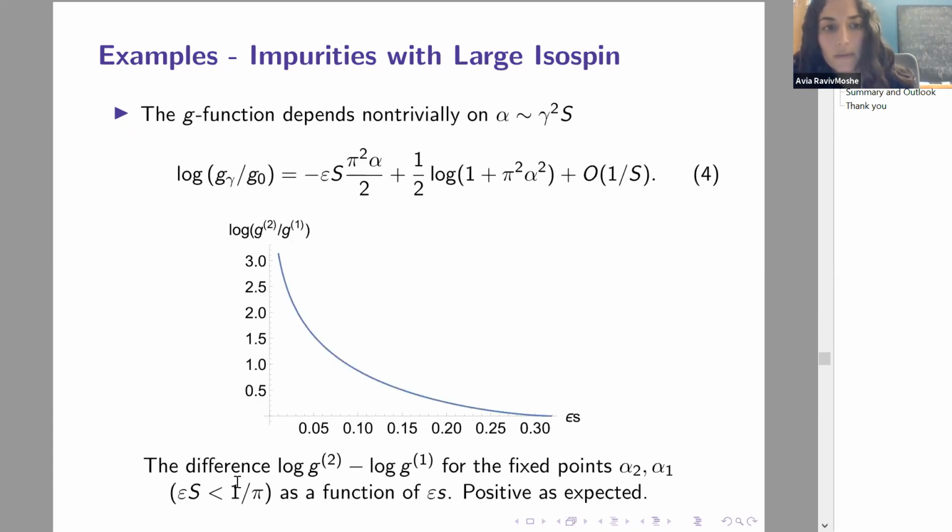We calculated using a semi-classical expansion the G function, and we get this expression. You can see the first term is the leading order, this is the next leading order, plus there are order 1 over S corrections. And if we plot log of G2 over G1, you can see that it is always positive, where log G2 refers to log G at the fixed point value alpha equals alpha 2, and log G1 refers to the same, but with the fixed point alpha 1. You can see that the difference is always positive, as expected from the gradient formula.